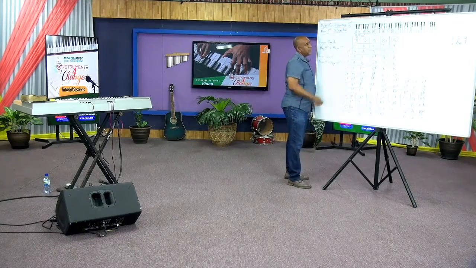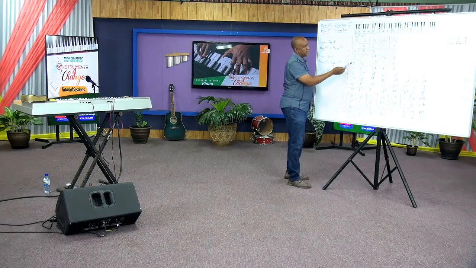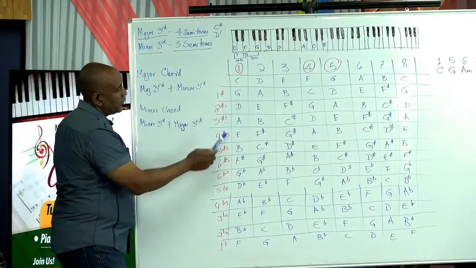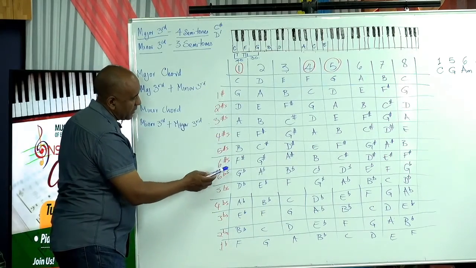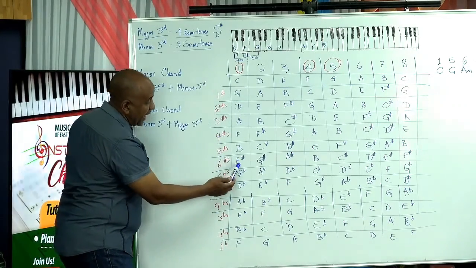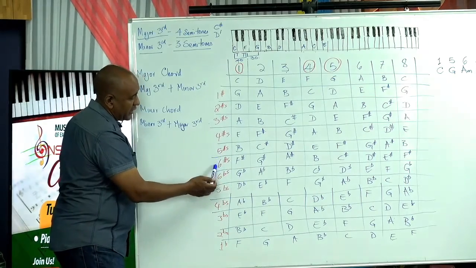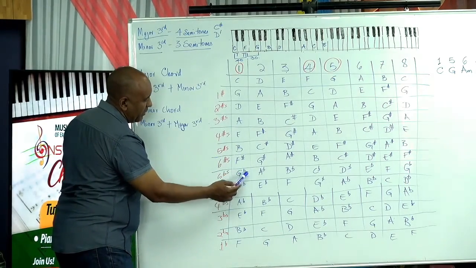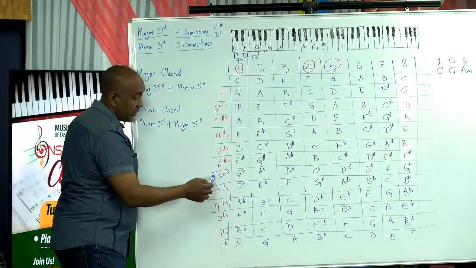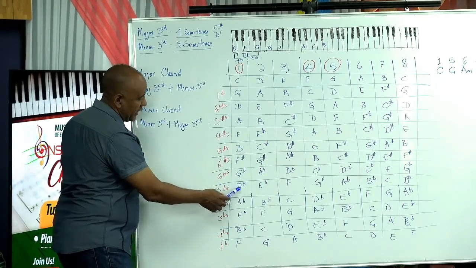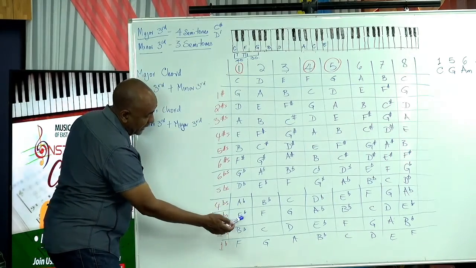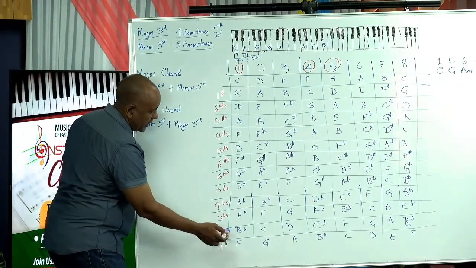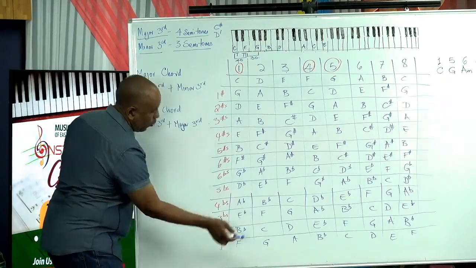And remember, in the cycle of fifths, C, there's no sharps or flats. G, 1 sharp. D, 2 sharps. A, 3 sharps. E, 4 sharps. B, 5 sharps. F sharp, 6 sharps, which is the same thing as G flat, which is 6 flats. Then we have D flat, which is 5 flats. A flat, 4 flats. E flat, 3 flats. B flat, 2 flats. And F, 1 flat.